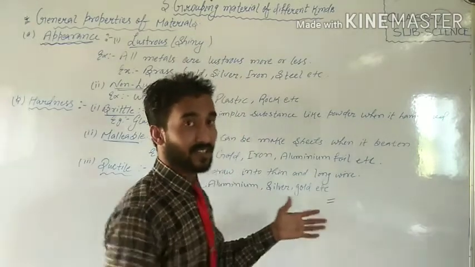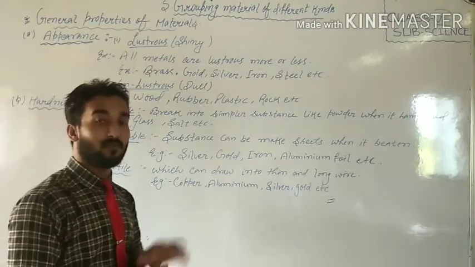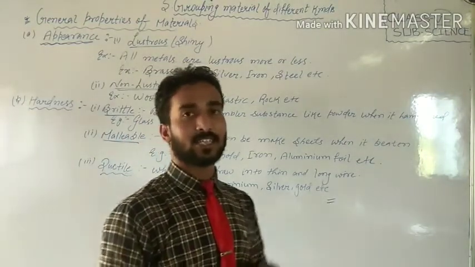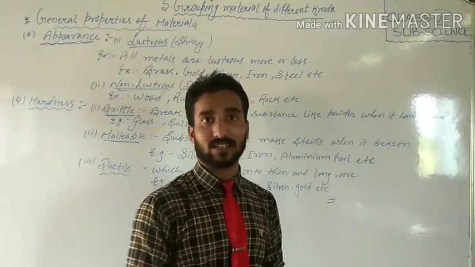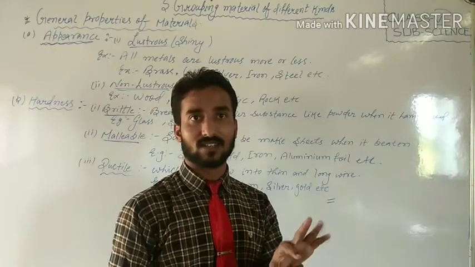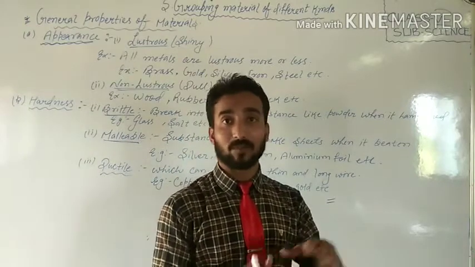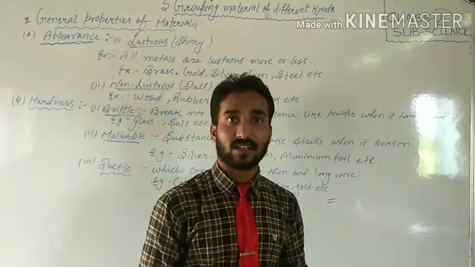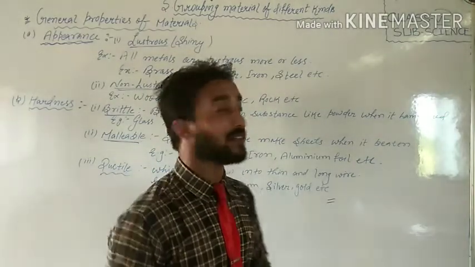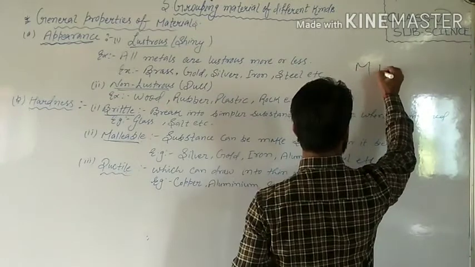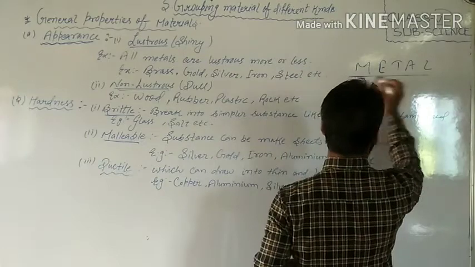You can see on the board that all metals are lustrous, more or less. It means you can see how much, and what type of metals there are, but all are lustrous, less or more. Okay, students? It means all metals have the property to shine. Metals have many properties, but we will learn them one by one. If we write METAL, all these letters have their own meanings.